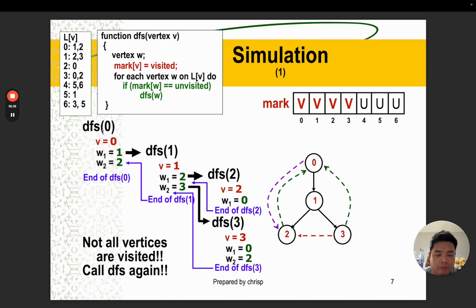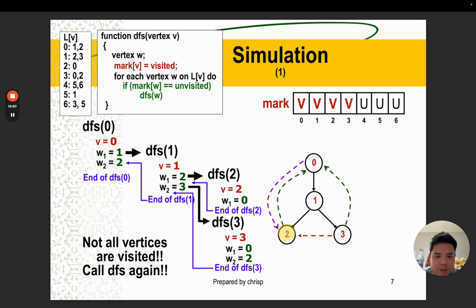So let's go back to our simulation. V at index 0 drew this specific vertex. I start at index 1. So 0 to 1, that's 1 arc. I did DFS 1, V1. From 1 to 2, is 2 already visited? No, it wasn't. So I draw an arrow to 2. And I did DFS 2.